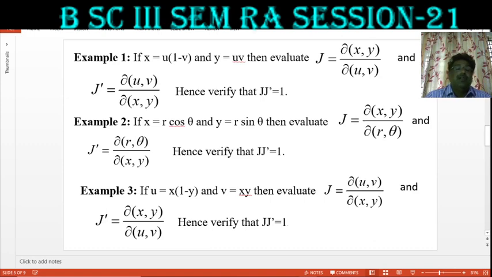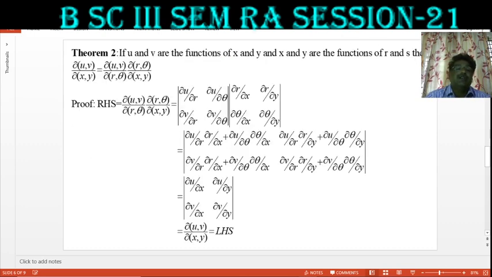Now we can solve the examples. We can take u equal to this one, v equal to this one, and try to solve these examples here. Now theorem number 2: u and v are functions of x and y, and x and y are functions of r and theta. Then ∂(u,v)/∂(x,y) is equal to ∂(u,v)/∂(r,θ) divided by ∂(x,y)/∂(r,θ).